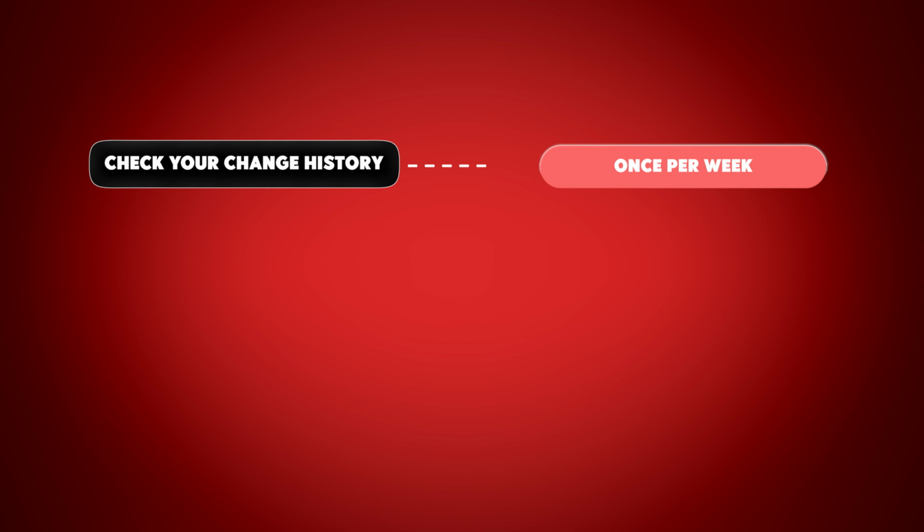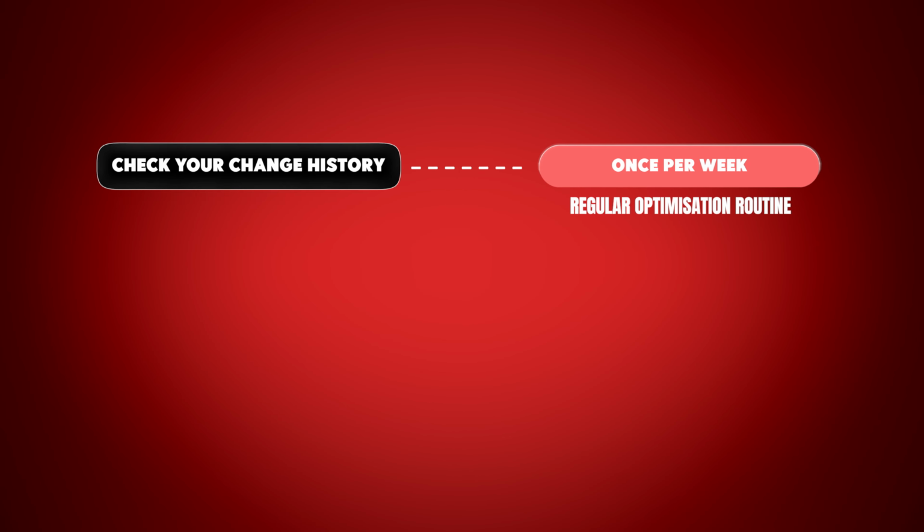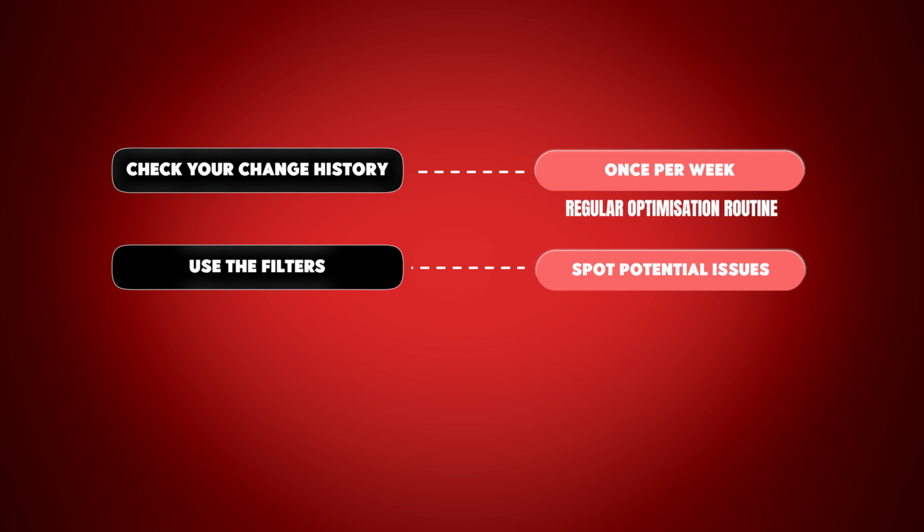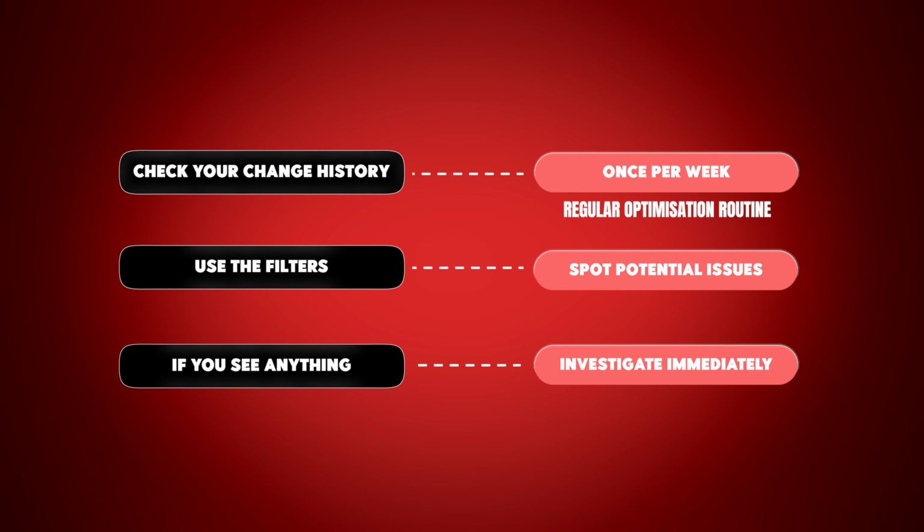First, set a simple recurring calendar reminder to check your auto-apply settings once a month. It takes 30 seconds to do. And then once a month, you just go to the recommendations, click auto-apply, and make sure everything there is still switched off. Second, check your change history at least once per week as part of your regular optimization routine. Use the filters I taught you today to quickly spot any potential issues. If you see anything, investigate immediately.